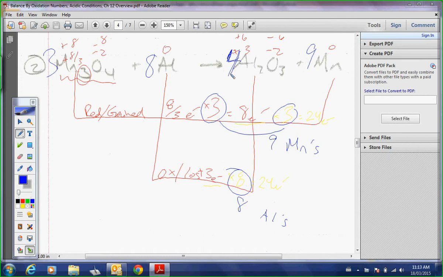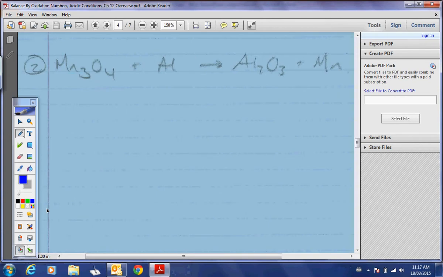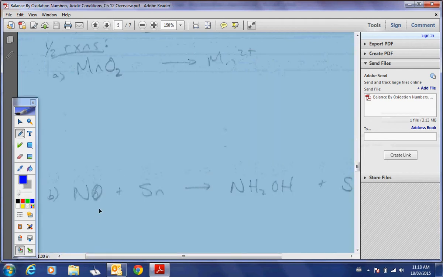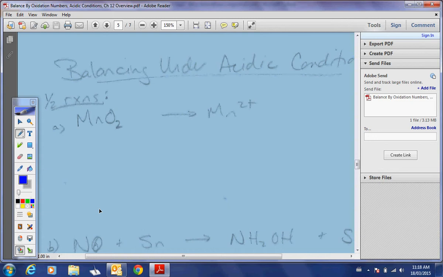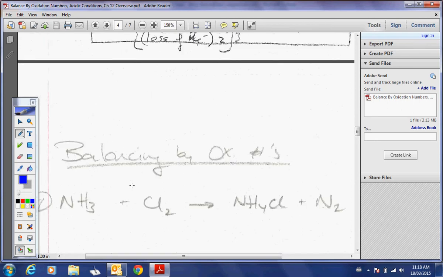Okay, so moving down the paper then. So I'm going to go to the computer. The next page asks you about balancing under acidic conditions. Okay? So don't panic. Don't panic.